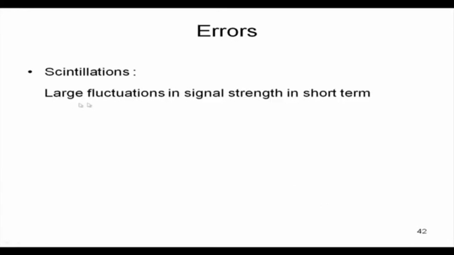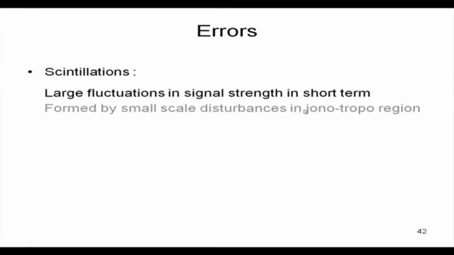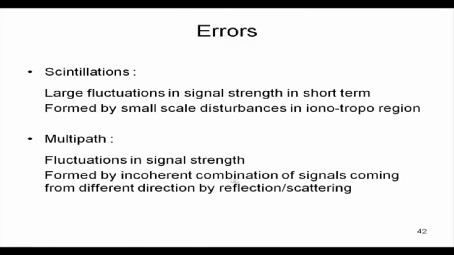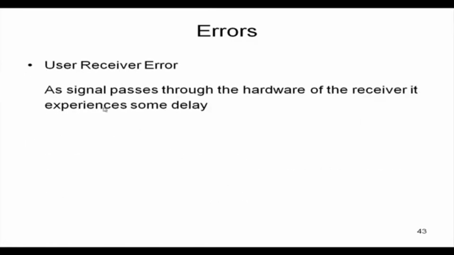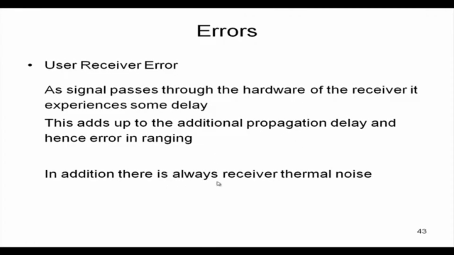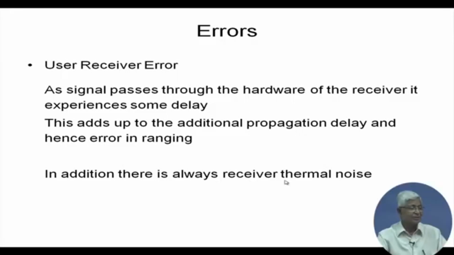Scintillation is a phenomenon which is a large fluctuation of signal strength in the short term, formed by small scale disturbances in the ionosphere, that is electrons, or in the tropospheric region by the gases, etc. So, that also affects things. Multipath is fluctuation of the signal strength due to reflections, an incoherent combination of signals coming from different directions, reflections and scattering. In the user receiver, as the signal passes through the hardware from the antenna to the actual processing, it experiences some delay, and these add up as additional propagation delay, and hence introduce error in ranging. In addition, the receiver thermal noise also has to be considered.